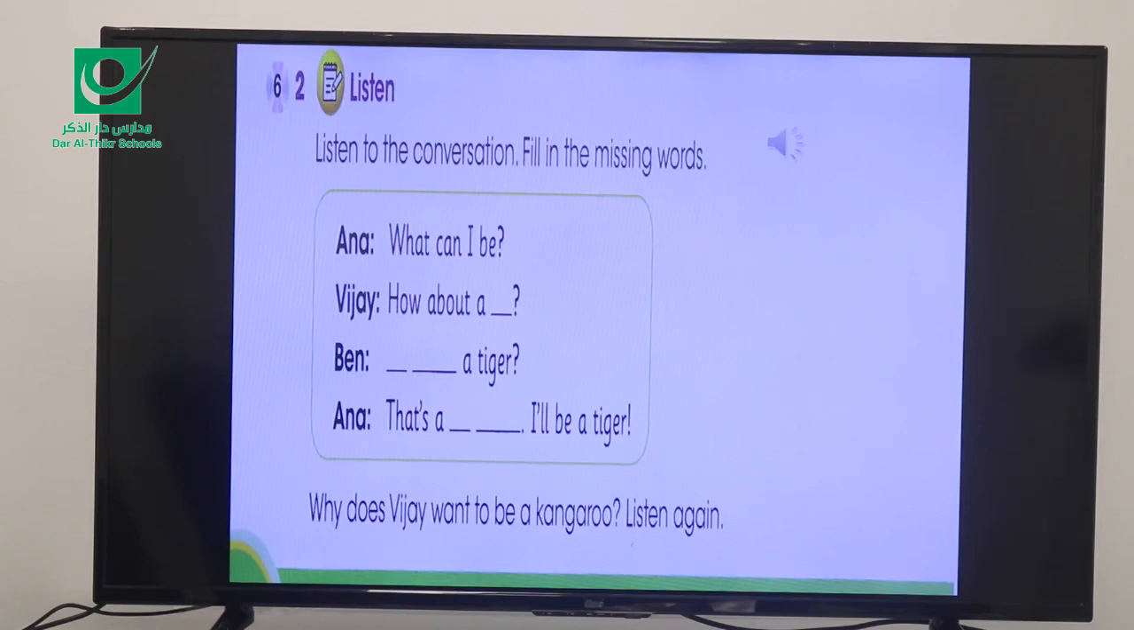Yes. So students, Anna, she said, what can I be? Zhgaier, he said, how about a fox? Ben, he said, how about a tiger? And Anna, that's a good idea. Yes, you know these answers depending on the listening. The last one we have, why does Zhgaier want to be a kangaroo? Listen again.